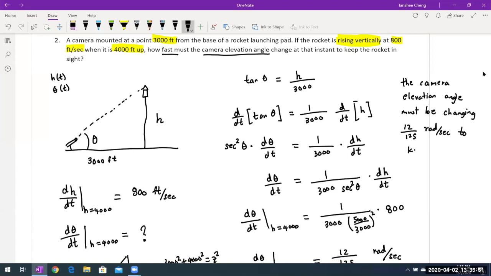To keep the rockets in sight at 4,000 feet up. So that will be the interpretation of this final answer. Any questions before I move on to the next example?